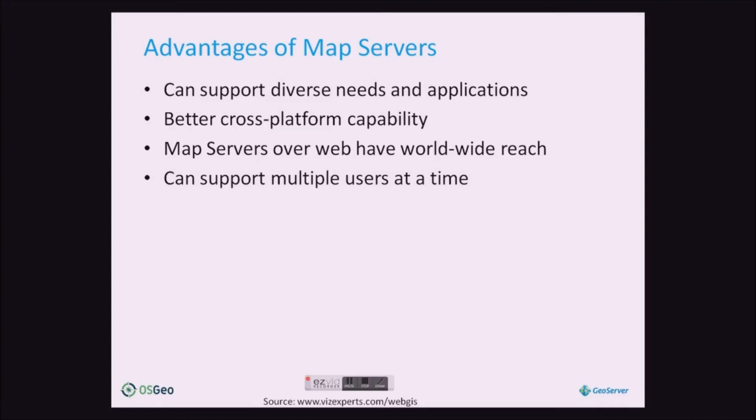In general, the traditional desktop GIS application software is used by only one user at a time, while a map server can be used by dozens or hundreds of users simultaneously. Thus, map servers provide much higher performance and scalability than a single desktop GIS.